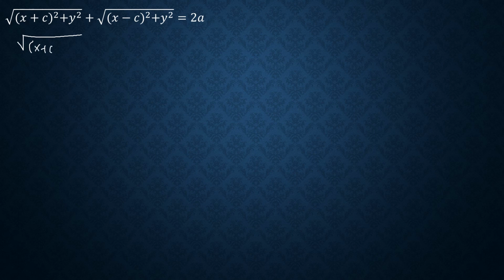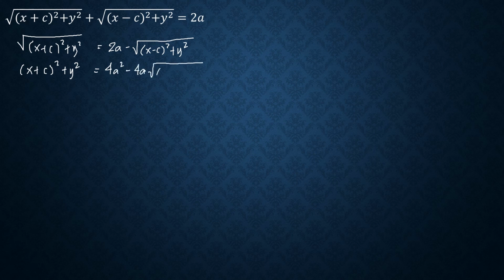We have the square root of (x plus c) squared plus y squared equals 2a minus the square root of (x minus c) squared plus y squared. We can get rid of the radical symbol by squaring both sides. Then we have (x plus c) squared plus y squared on the left hand side and 4a squared minus 4a times the square root of (x minus c) squared plus y squared, plus (x minus c) squared plus y squared on the right hand side of the equation.